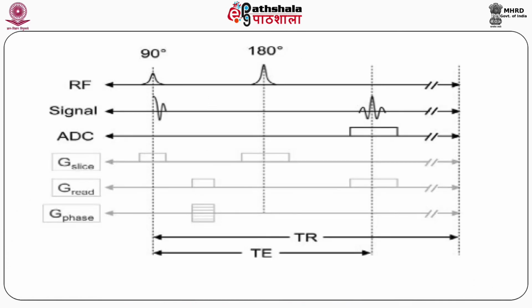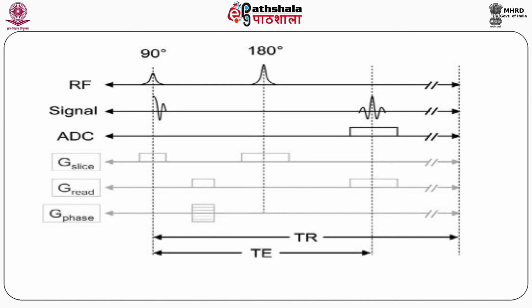Now coming to the basic pulse sequence. The basic pulse sequence is the spin echo pulse sequence. In a spin echo pulse sequence, as you can see in this figure, first of all the 90 degree RF pulse is used. What this 90 degree RF pulse does is completely bring the longitudinal magnetization towards the transverse plane, and then subsequently a 180 degree RF pulse is used.